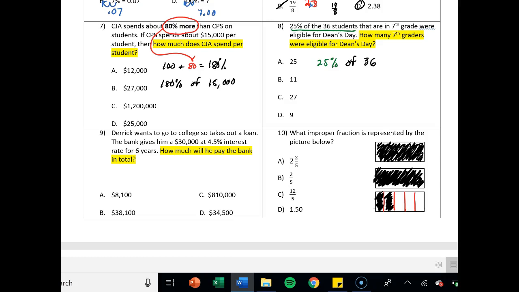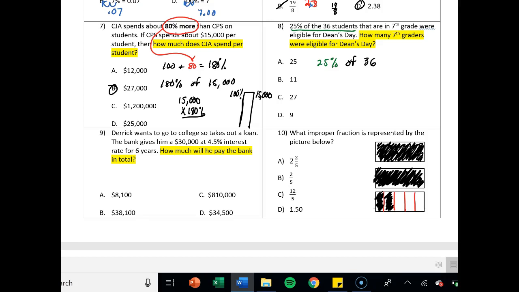Number 7, if CJA spends about 80% more than CPS on students, if CPS spends about $15,000 per student, how much does CJA spend per student? Understanding, if I write 80% more, that means I'm doing 180% of what CPS spends. If CPS is at 100%, right here at 15,000 is 100%, I could break this down until I find out what 180% is, but 180% is going to be above there. Or I could just do the traditional algorithm. You guys got to calculate. You can just type in 15,000 times 180%, make sure you put the percent sign, you'll get 27,000.